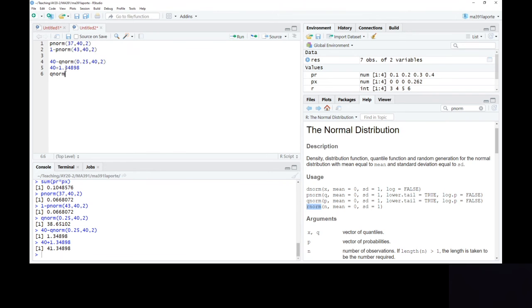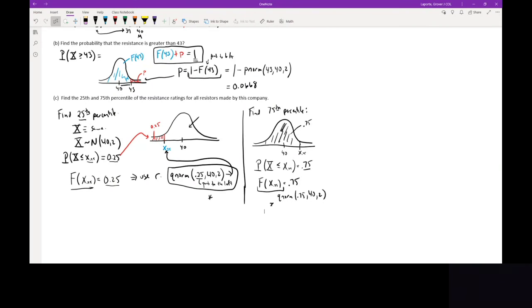So qnorm(0.75, 40, 2). Let me move this out of the way. All right, look at that. It gave us what we thought we should get. So let's go back to OneNote.